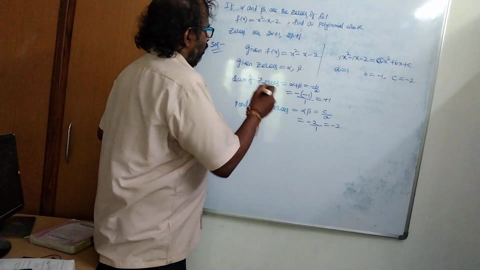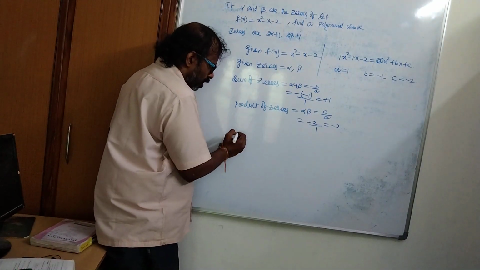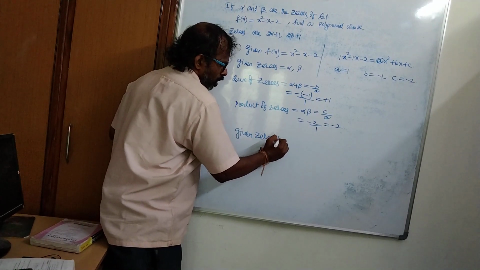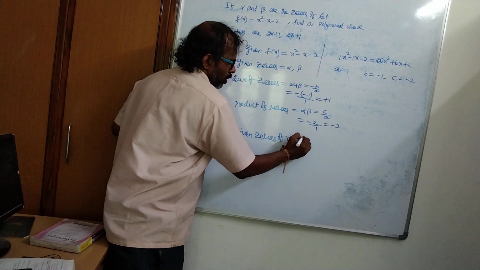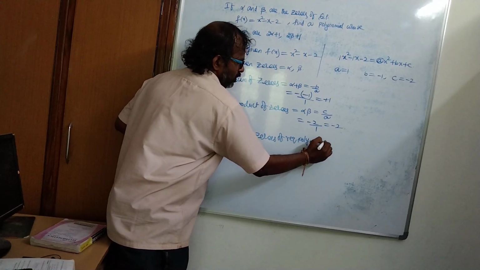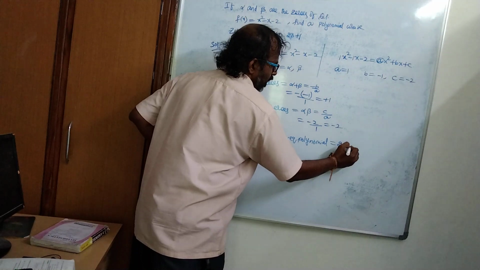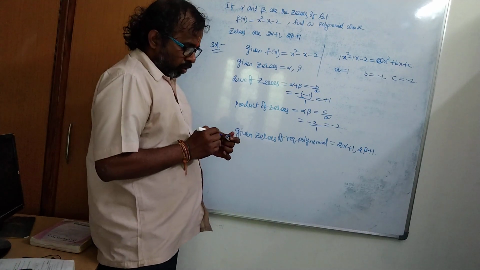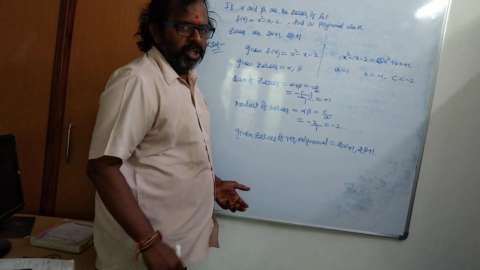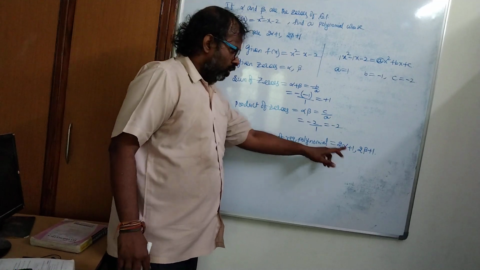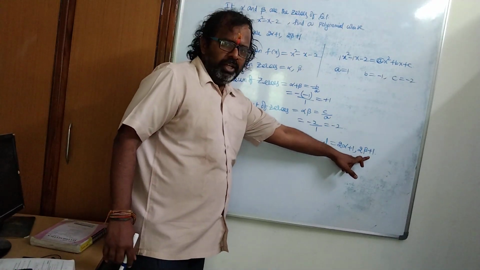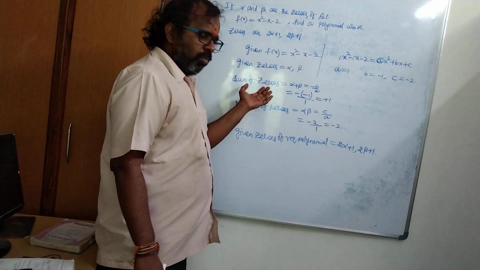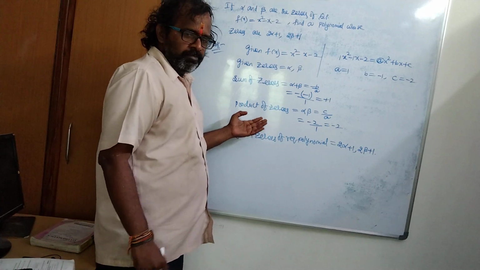Then, given zeros of the required polynomial are 2 alpha plus 1 comma 2 beta plus 1. We don't know what that required polynomial is, but for that polynomial, the zeros are 2 alpha plus 1 and 2 beta plus 1. So now what we have to do, same concept: apply sum of zeros, apply product of zeros.